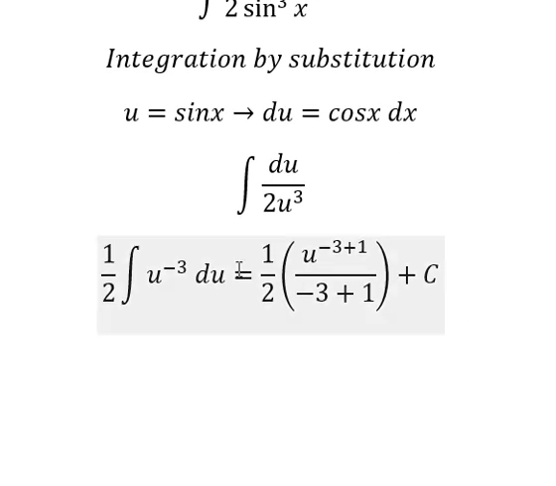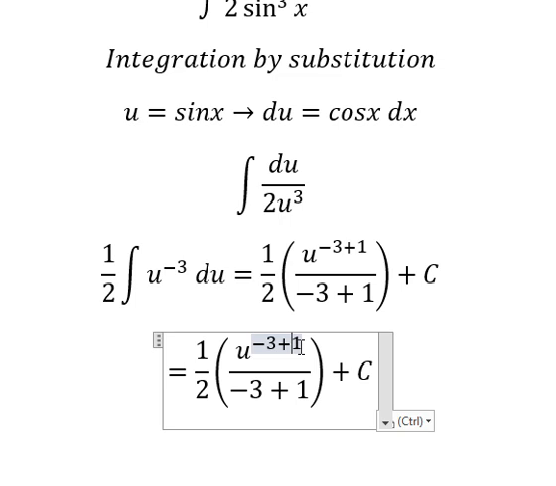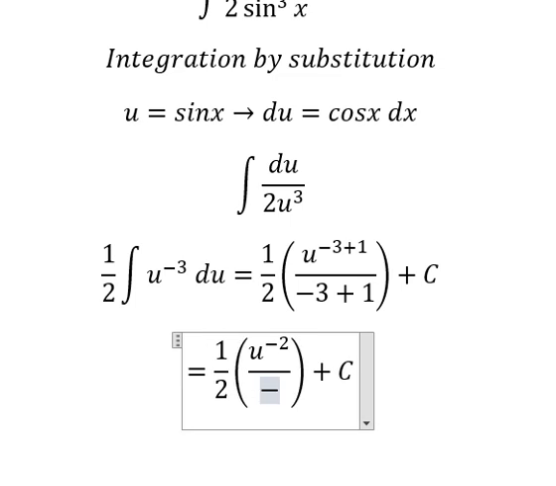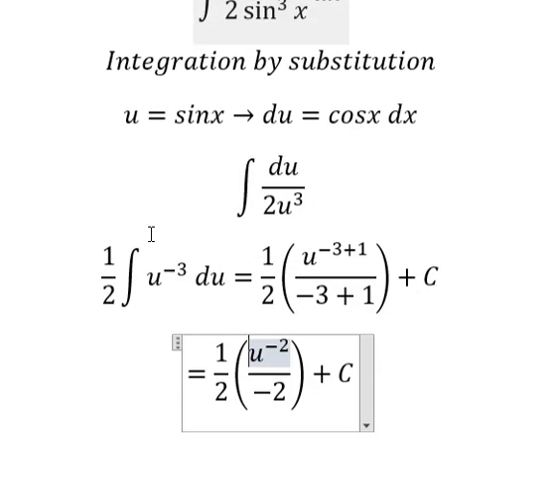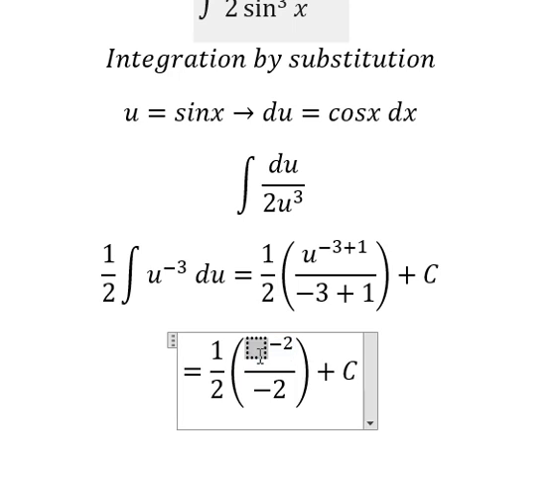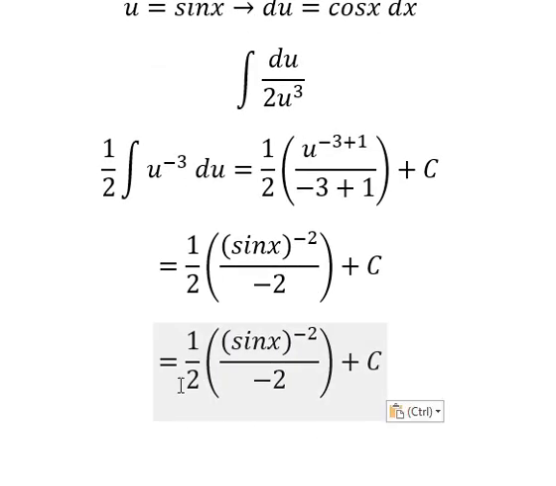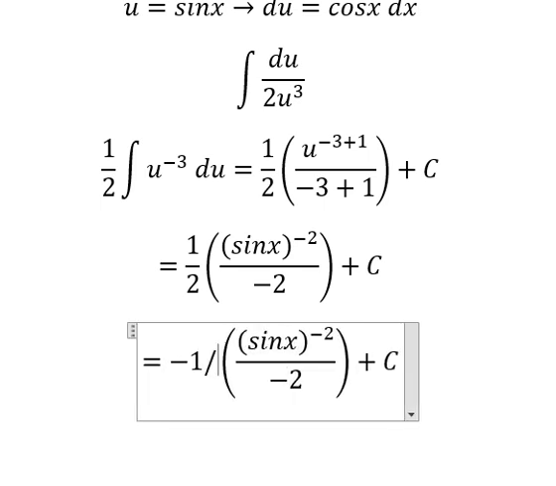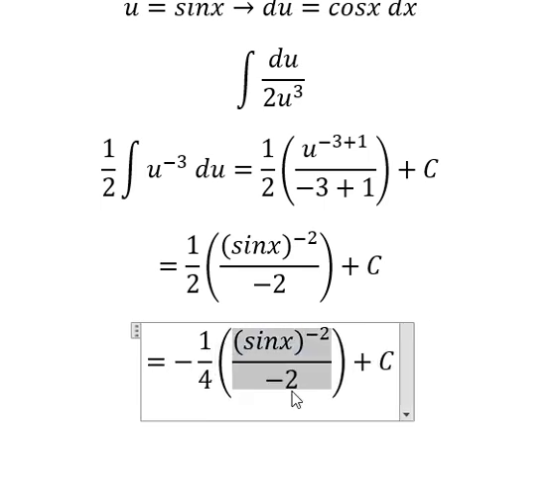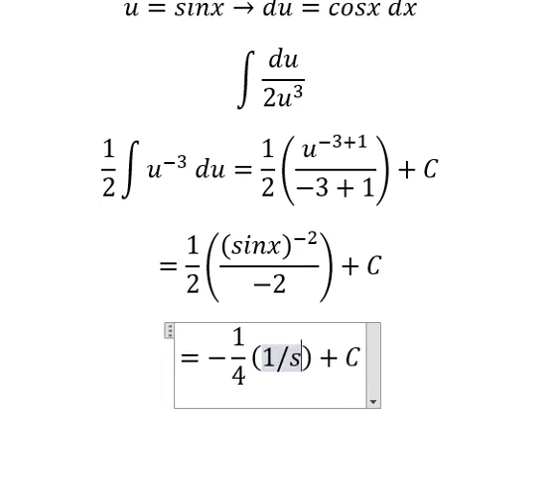So this one that is about negative number 4, negative number 2, negative number 2. About u, that is about sine x. And now we can simplify number 2 and negative number 2. We have negative 1 over 4. And this one we can put 1 over sine squared x.